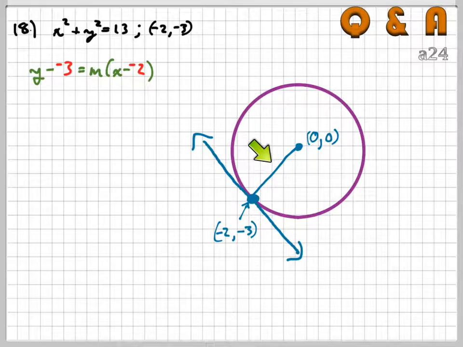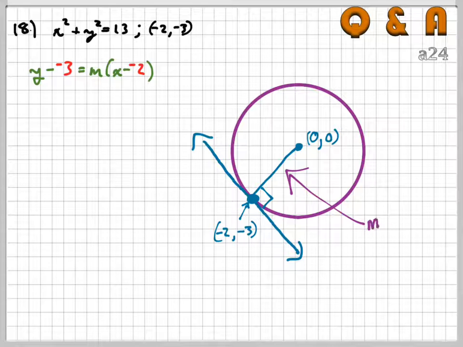If we find the slope of this line, we just have to find the perpendicular slope to get the slope of the tangent line, because a tangent line to a circle is perpendicular to the radius. So that's the trick right there. So let's find the slope of this line right here. We'll do it right over here.